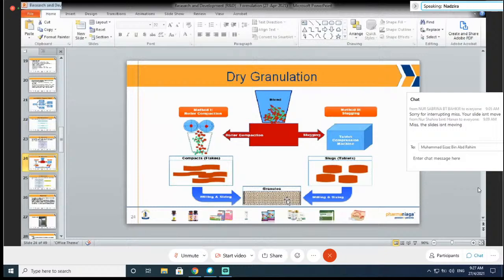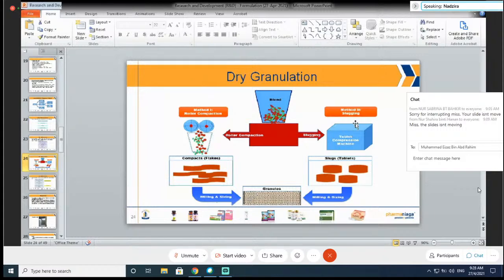Dry granulation involves two processes. It uses a compaction process in order to densify the powder to form the granules. For roller compaction, after blending of the API and the excipients, the blend will pass between two counter-rotating rolls to form a flake of the compact, which we call the ribbon. Then the flake will be milled to reduce the size to form the granules, and after the granules, we go for the compression.